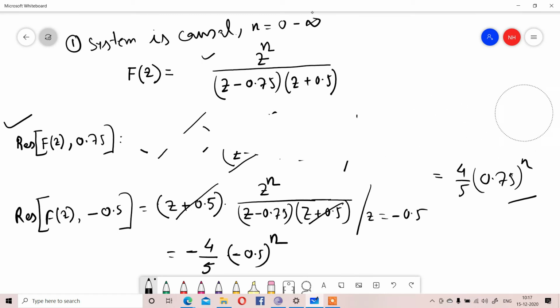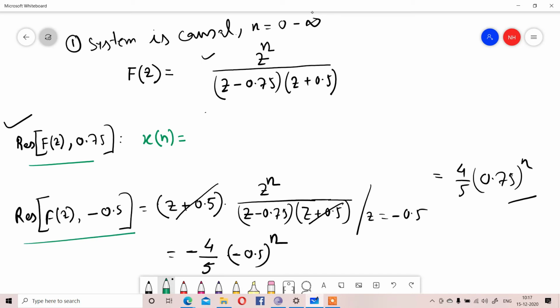Keep in mind we have considered the system is causal, so your result will be x(n) equal to the addition of these residues. So 4 by 5, 0.75 whole to the power n, and we have considered that the system is causal, so for causality, u(n). Second case is minus 4 by 5.